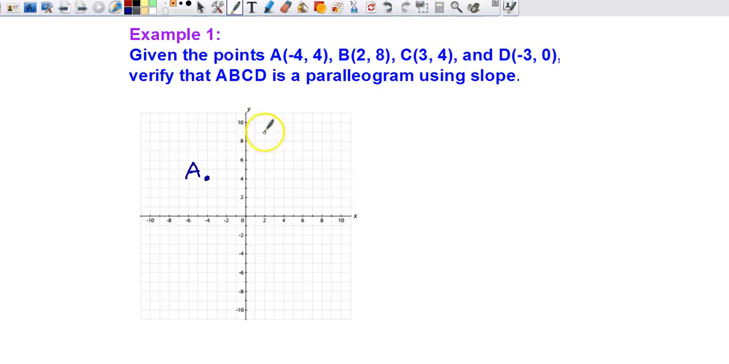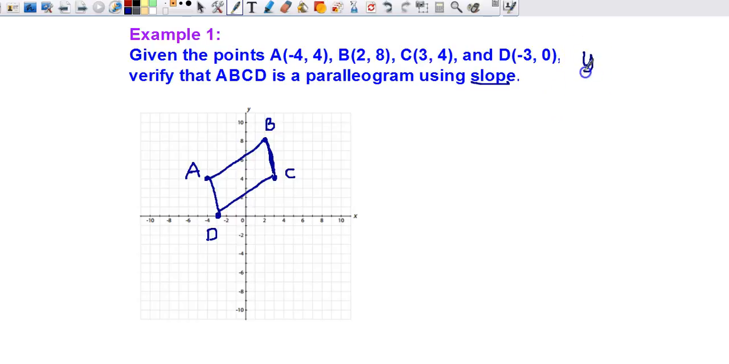Point B is 2, 8. Point C is 3, 4. And point D is negative 3, 0. And of course, it looks like a parallelogram. If I could draw a little better, it would look a little more like a parallelogram, but that's all right. So this question says use slope to prove they're parallelograms.